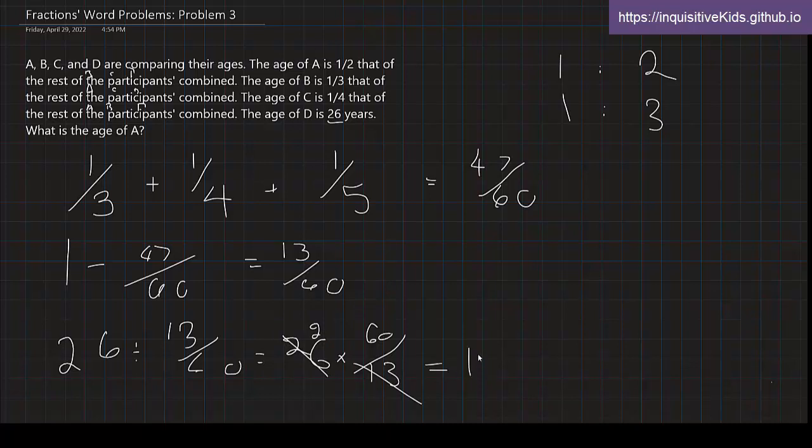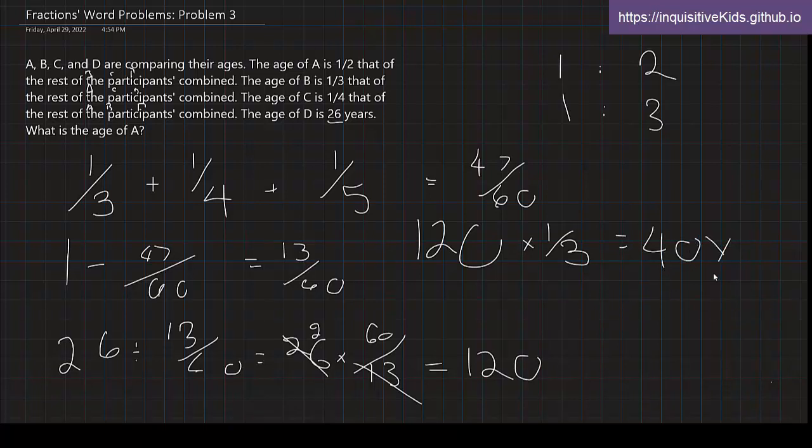So this is 120. So if 120 is their entire sum of ages, then we would take 1/3 of that, right? 1/3 of that right here to find the age of A. So that would be 40. Okay, so the age of A is 40 years.